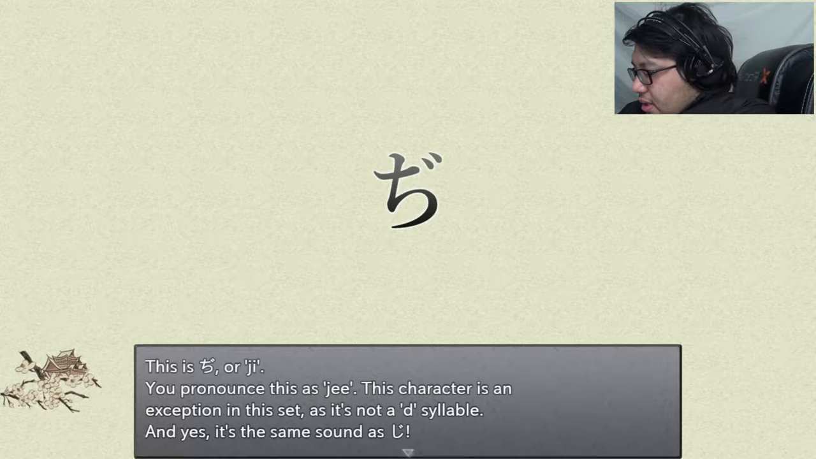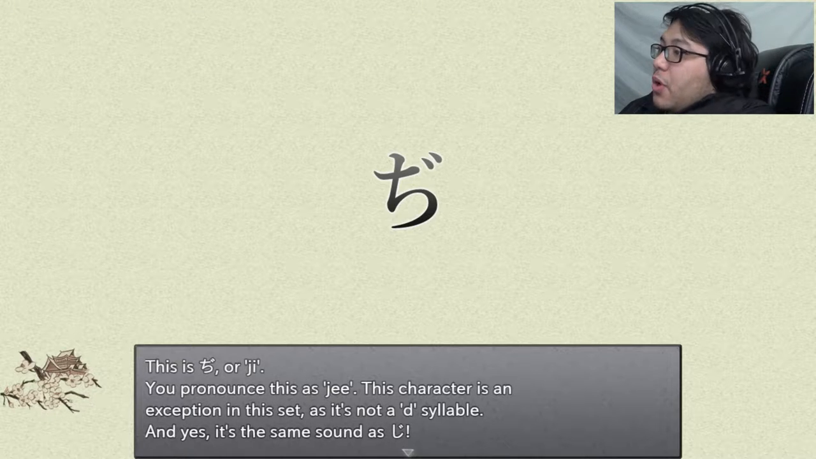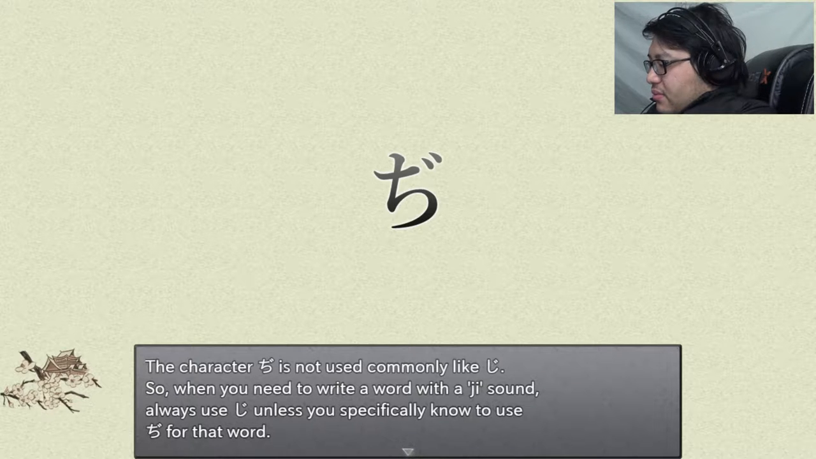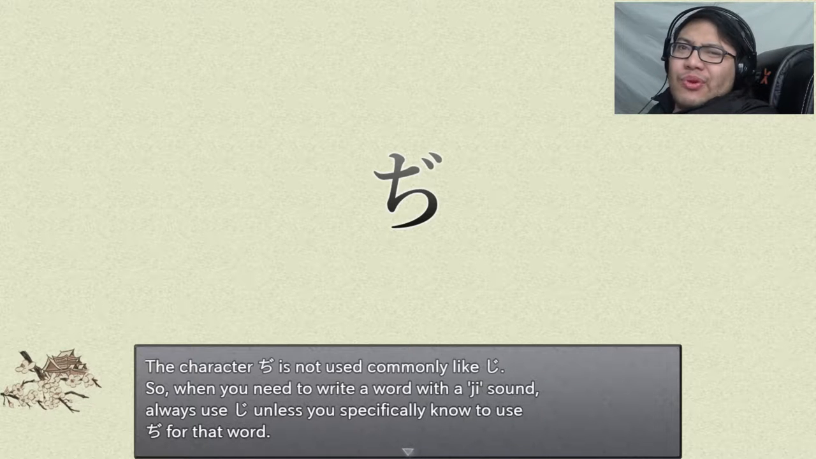Dakutens. G equals G. Alright. The character G is not used commonly like she. So whenever you need to write a word with a G sound, always use she, unless you specifically know how to use G for that word.